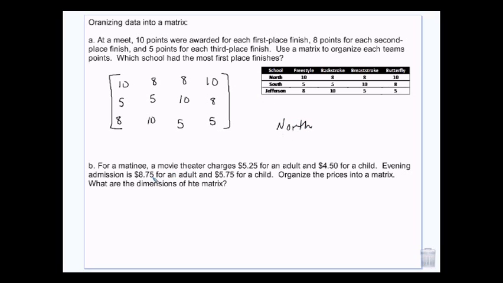Okay, if we look at this, we could arrange it a couple ways. We could put the matinee and evening as the columns, and the adult and the child as the rows, or we could put the adult and the child as the columns and the matinee and evening as the rows. So do we want matinee and evening to be rows or columns? Okay, so this will be row 1 and row 2, and then adults will be column 1, and child column 2. So matinee for an adult, for a child, evening for an adult, and for a child.